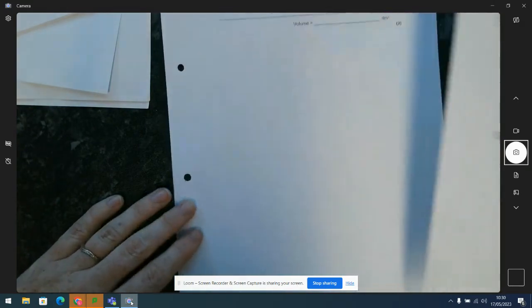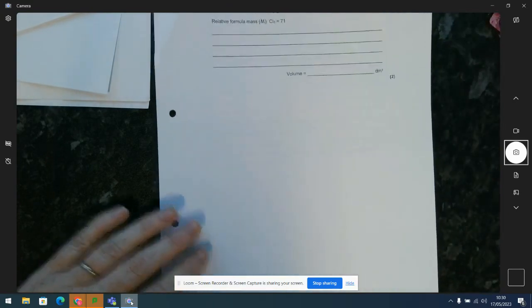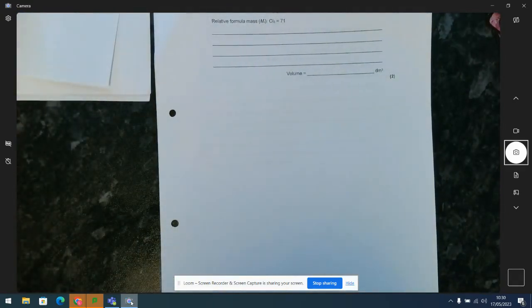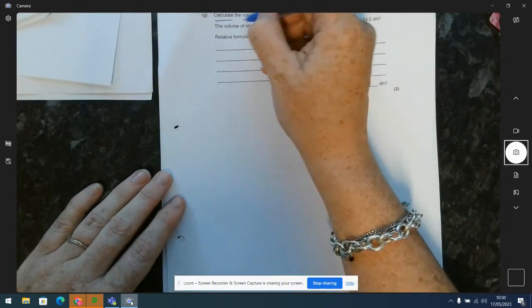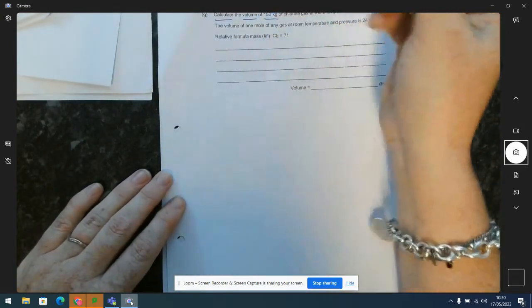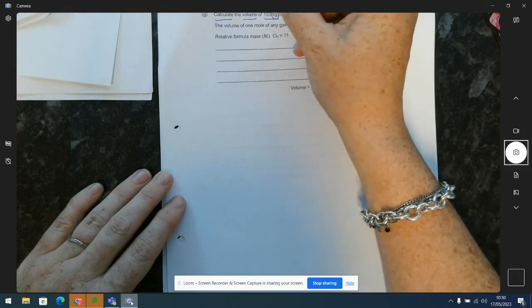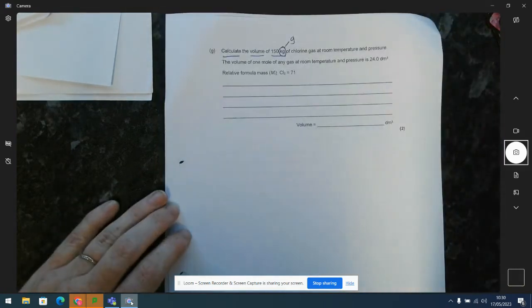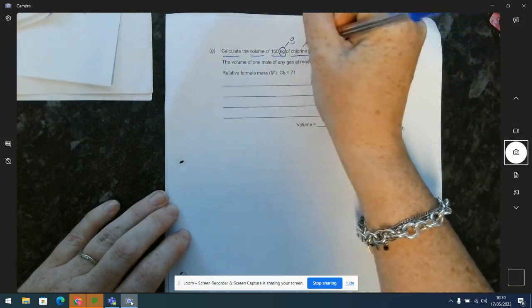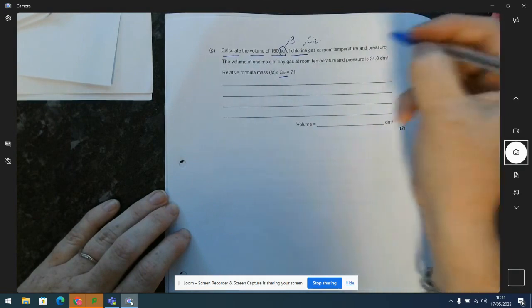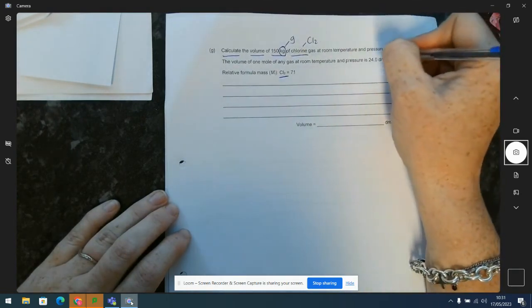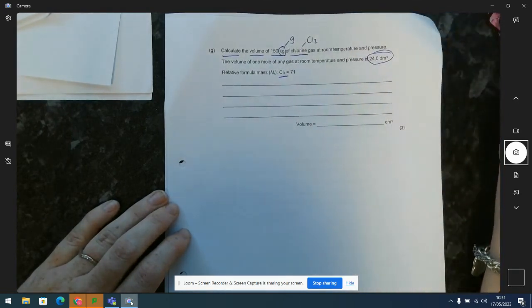So I think the best thing to do is look at an actual exam question on this, because that's the best way to practice these questions. It says, calculate the volume of 150 kilograms. That doesn't look right to me because I'm pretty sure everything we've talked about is in grams. Of chlorine, so chlorine we know is Cl2, it also tells me that down there. At room temperature and pressure, so that's why the number 24 is there.